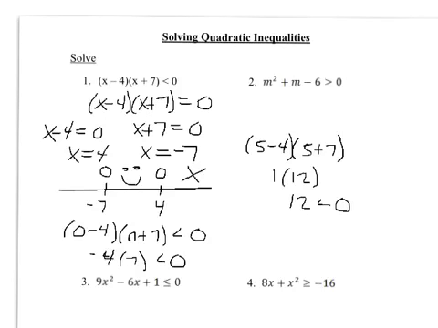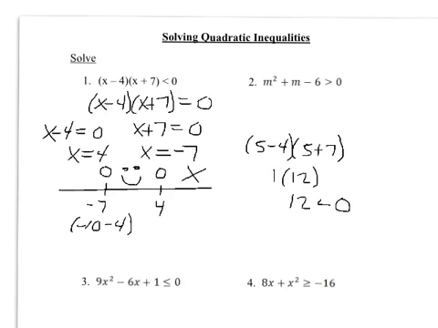But then what about values that are over in this region? Let's get rid of some of this work here. Like negative 10. What if I plugged in negative 10? So negative 10 minus 4, negative 10 plus 7. So that's negative 14 times negative 3. That'll give me a positive value, 42. Is that less than 0? No. So that means we're not going to include those values either.